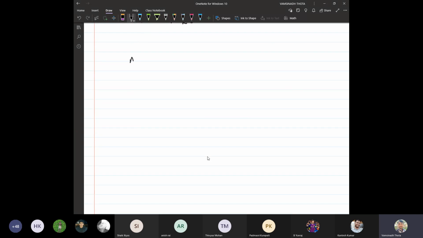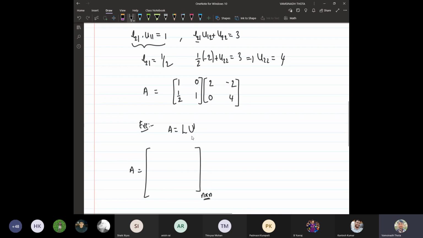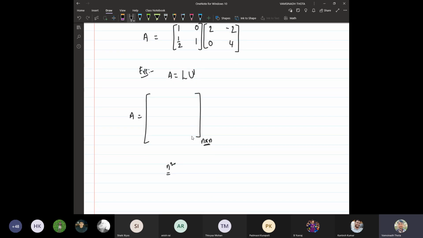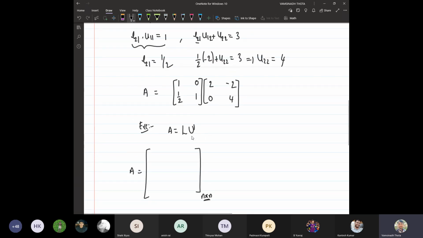Suppose assume that A is a square matrix of order n. How many equations will we get basically? N square equations we will get. If it is a matrix of order 3, 9 equations we will get. If it is a matrix of order 4, 16 equations we will get. So is it possible to solve? Of course it is possible, but it consumes a lot of our time. It needs a lot of effort. So many calculations need to be done.